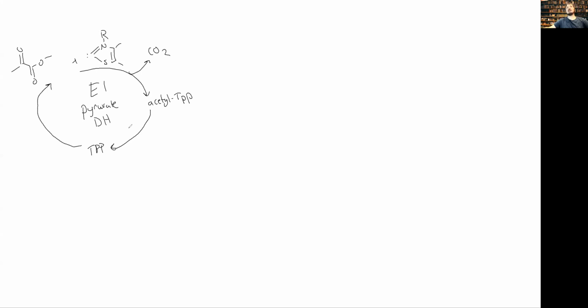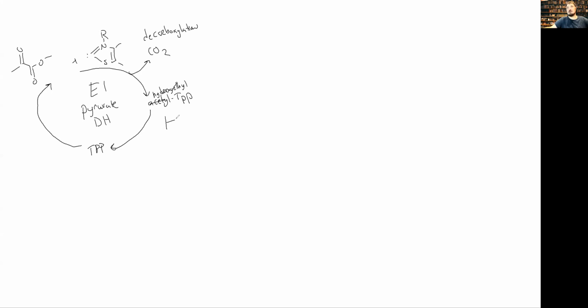Okay, so pyruvate dehydrogenase does a cycle. Pyruvate binds to TPP and does the decarboxylation that generates an acetyl TPP, which looks a little bit like this. Now, not necessarily exactly like this. It's hydroxyethyl. You can think about it being the acetyl group.